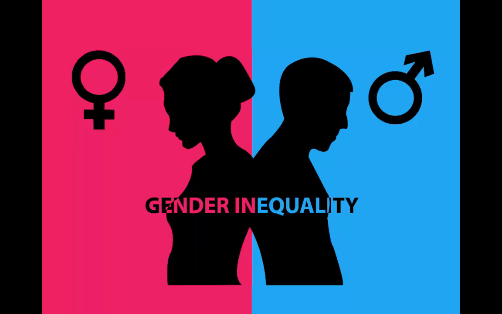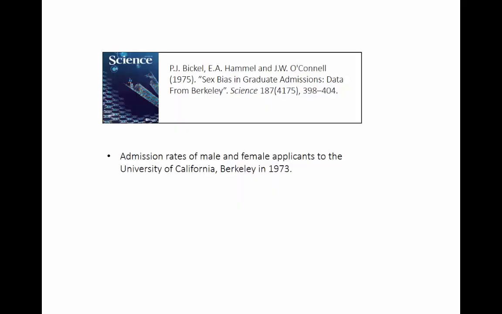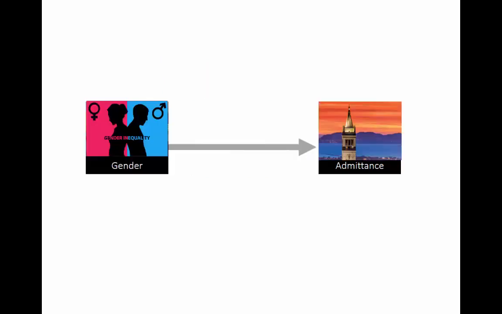In the literature, this is called Simpson's paradox. Not because of The Simpsons, but because of a statistician, Edward Simpson. He discovered that. There's an article written about that in Science, if you want to look it up. Essentially, it was a study where they looked at the admission rates of male and female applicants to graduate schools at the University of California, Berkeley, in 1970-73. That's what they wanted to know.